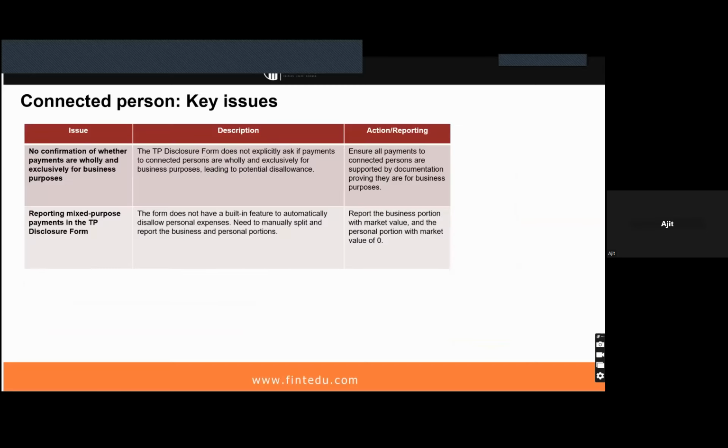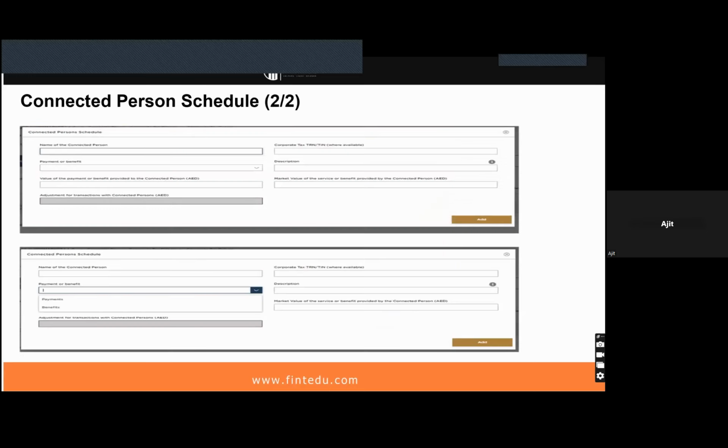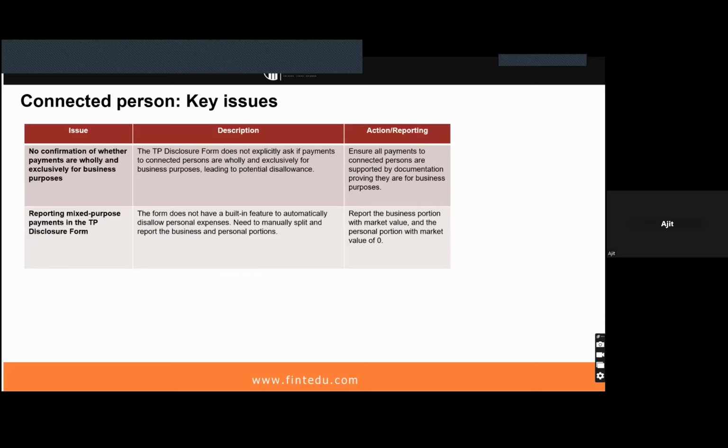And another point is reporting mixed purpose. Let's say the payment can be anything. It's not only about salary. It can be a travelling expense for the business. Or some payments are made for both business and personal use, and personal use may not be allowed, as it is not for business. So one can disclose it at book value, whatever the amount, and the arm's length value would be zero, because your book value is this, and there would be your adjustment. While there's no separate feature in the disclosure form, one can disclose it this way. You can adjust your book value and arm's length value and disclose it by way of an adjustment.